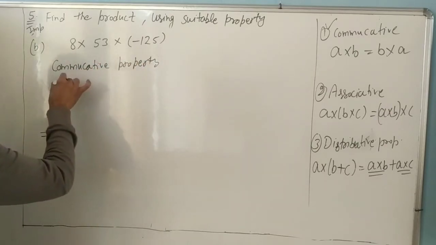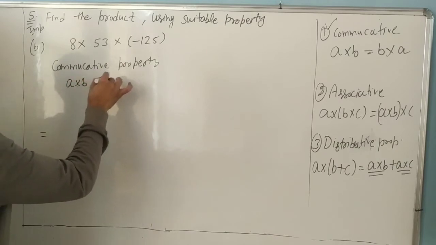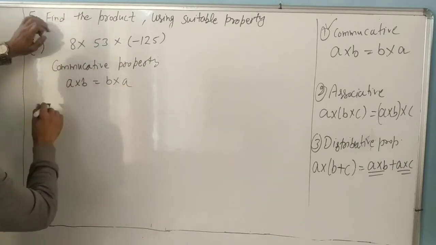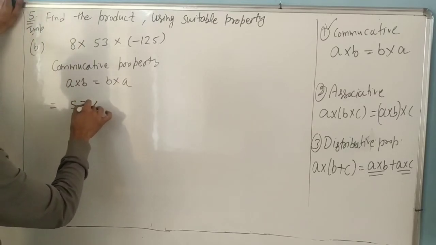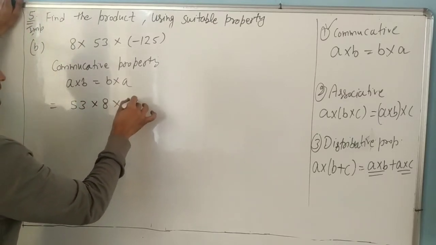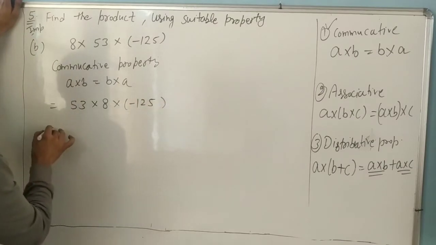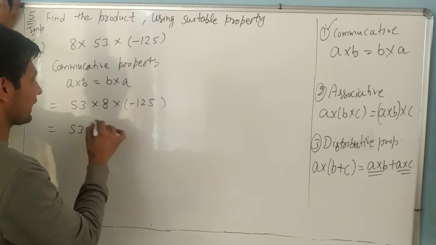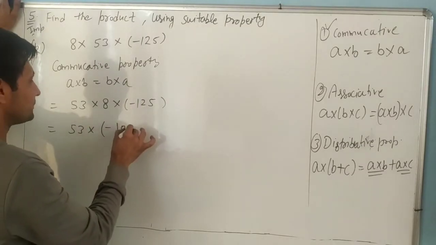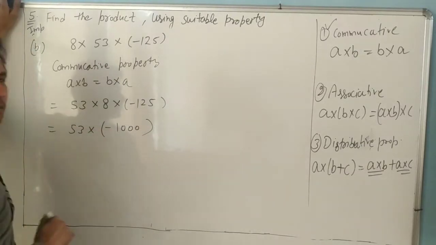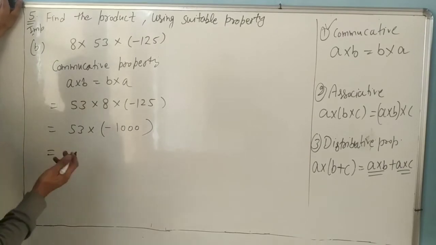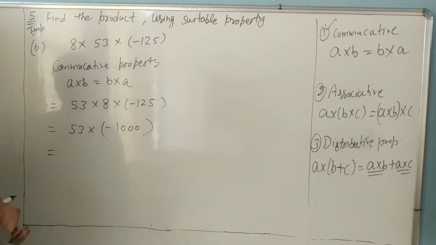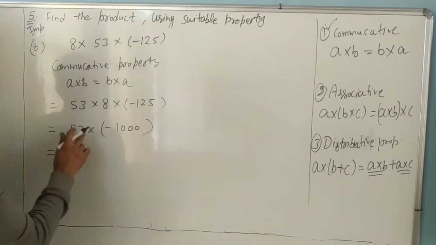What is commutative? A into B equals B into A. It means we can write 53 into 8 into minus 125. Now look at here. 53 into positive into negative. So 8 into 125 comes 1000, I think. Yes, it is 1000. So multiply. Now it becomes easier, because 8 into this one becomes 1000. So negative into positive, negative.